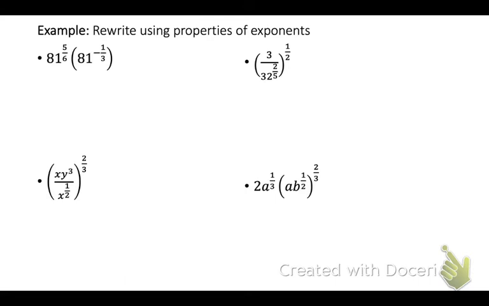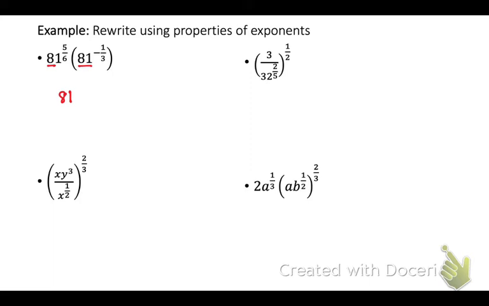So I have 81 to the 5/6 times 81 to the negative 1/3. So my bases are the same, correct? So I have 81 and I have 81, so I have common bases, so it's going to be 81 to some power. And yes, we have to get a common denominator. So first of all, I have a positive and a negative. My answer is going to be negative. Oh, wait a second. We're adding. Never mind.